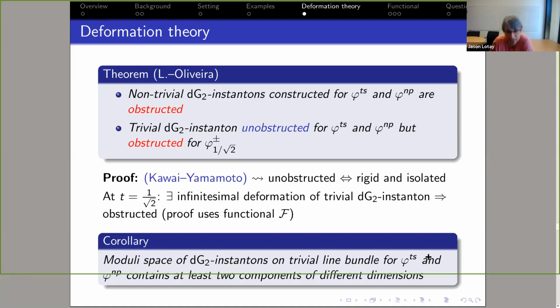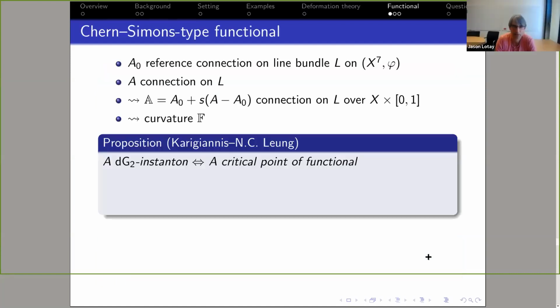Do we? Maybe 30 seconds, so if you have the slide up, we can take a quick look. Yep. So that's the functional for you. You do a Chern-Simons type thing: you pick a reference connection, you pick your connection, you draw a straight line between them on the product with an interval, compute the curvature, and then you take the integral of e to the curvature plus the dual of the G2 structure. So that's the functional.